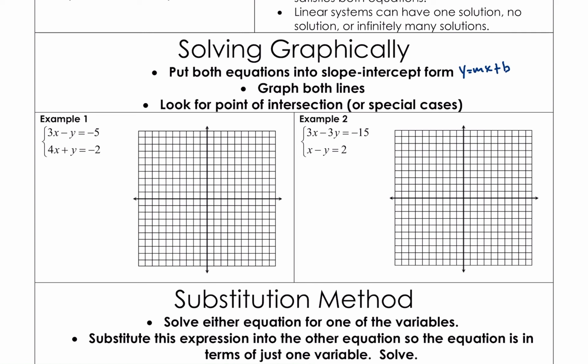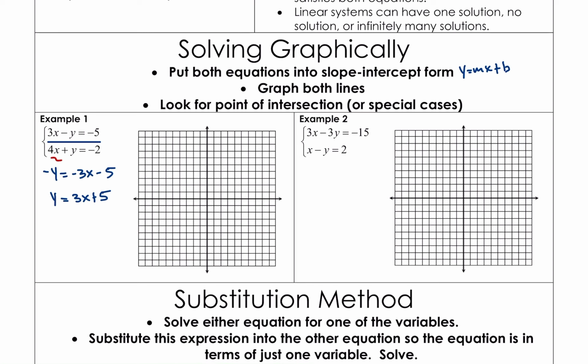I'm going to put both of these equations in slope-intercept form. To get this first equation in slope-intercept form, I have to subtract that 3x from both sides. It's going to look like negative y is equal to negative 3x minus 5. It's not yet in slope-intercept form because of this negative number, so I have to divide everything by negative 1 to get y all by itself. So I'll end up with y equals 3x plus 5. Now that is in slope-intercept form.